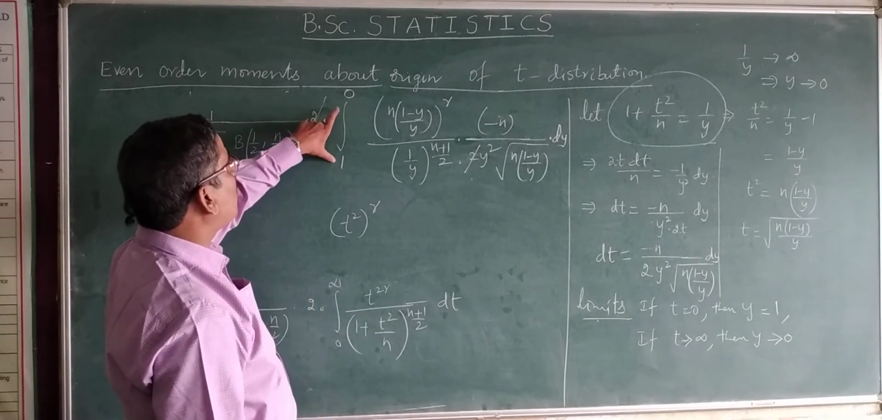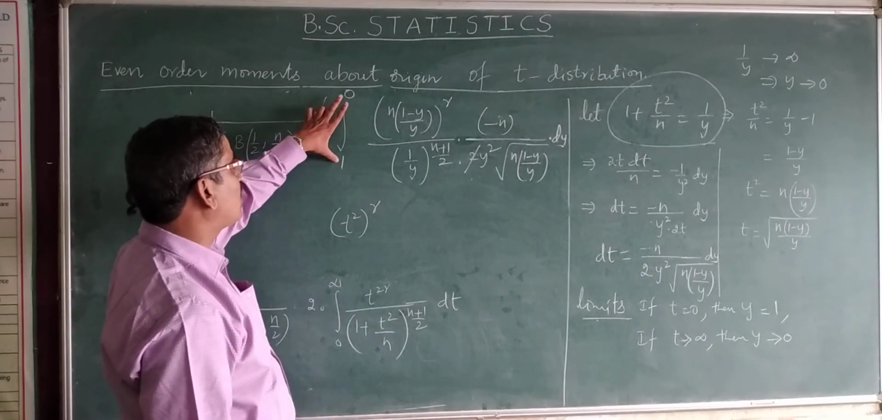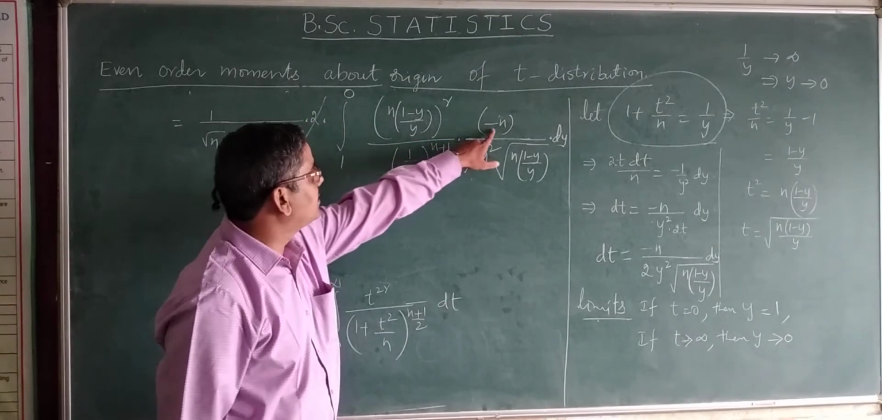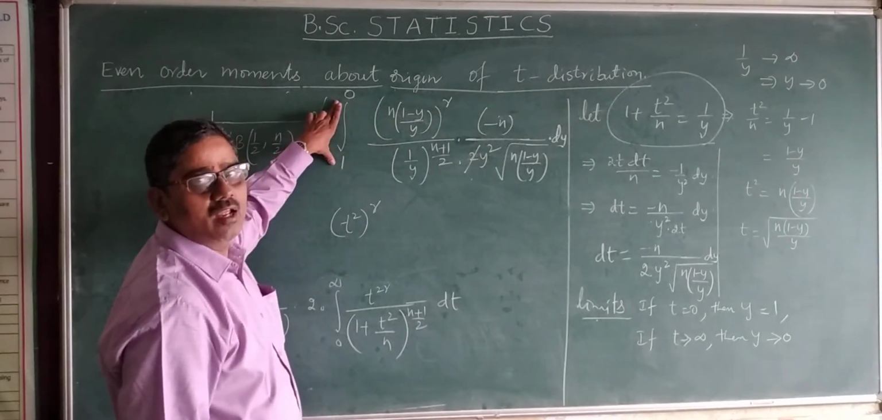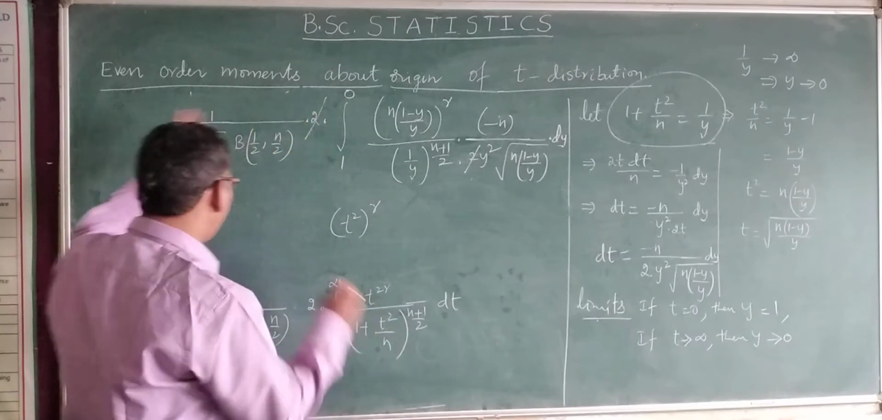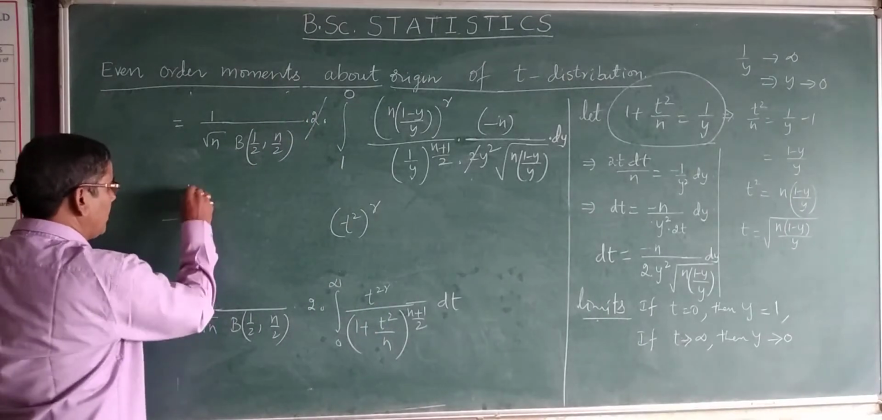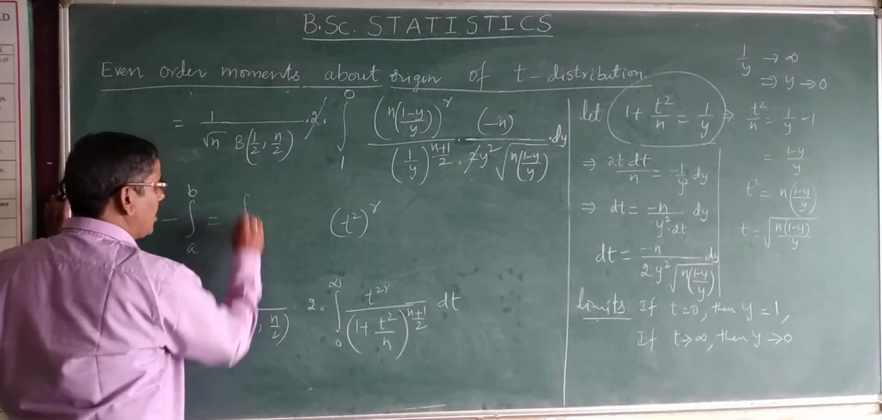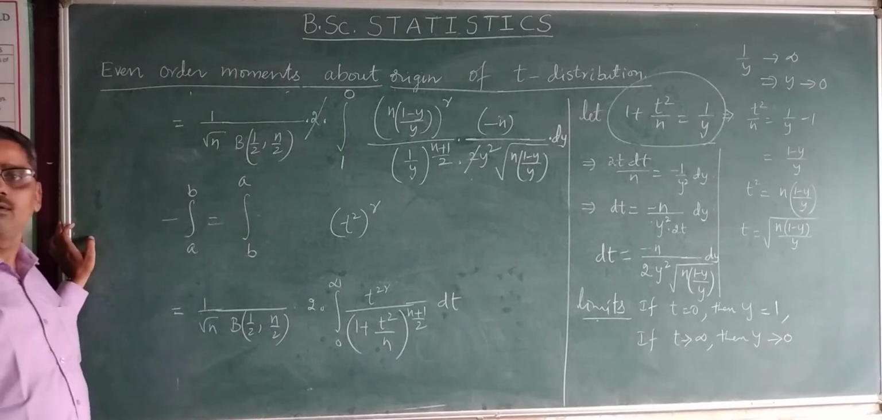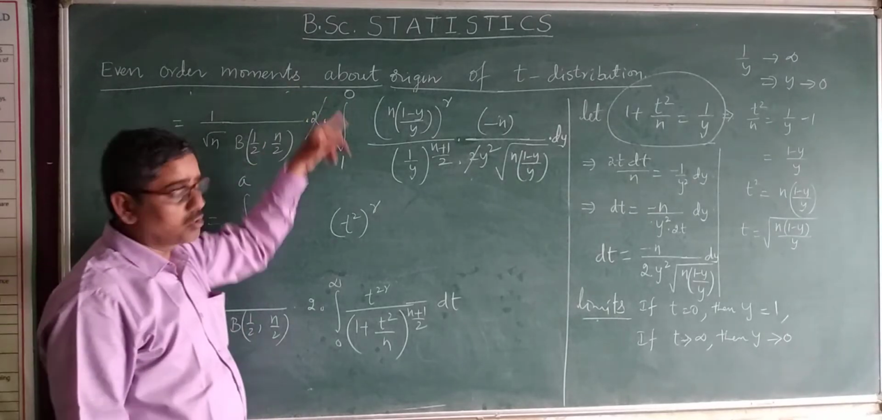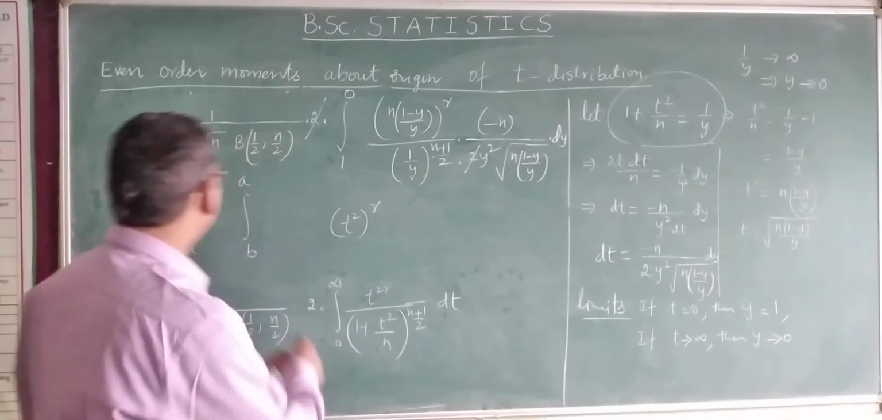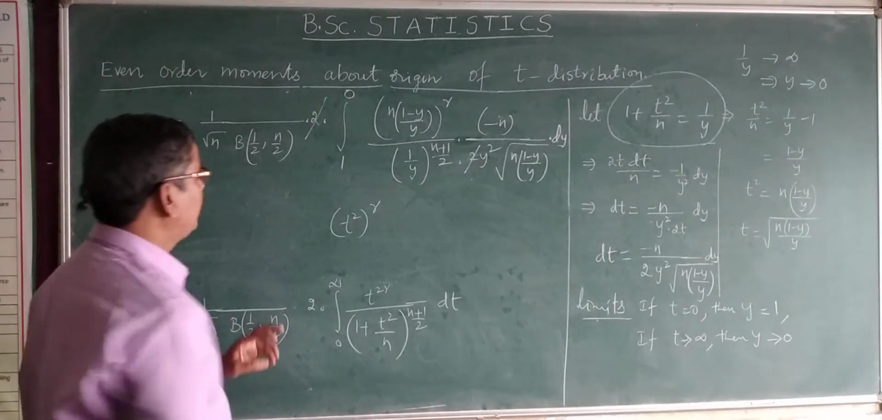There is no meaning for upper limit 1, lower limit 0 reversed. We have a minus here: minus integral a to b can be expressed as integral b to a. So therefore we can change it as integral 0 to 1, then it will be meaningful. Leave it.